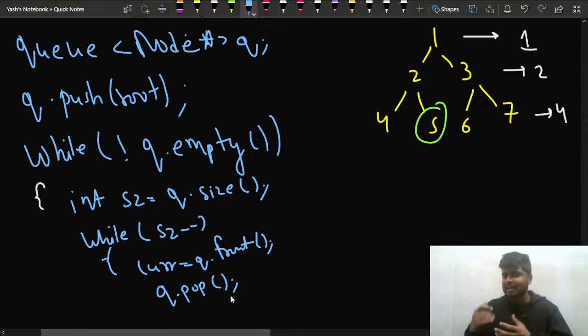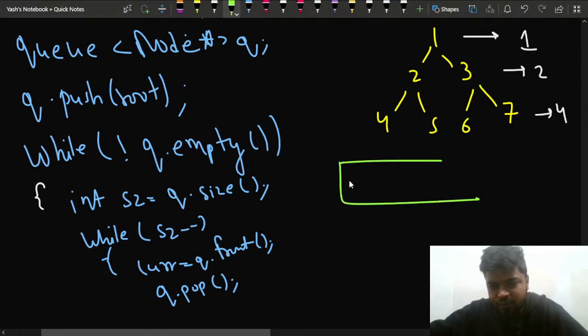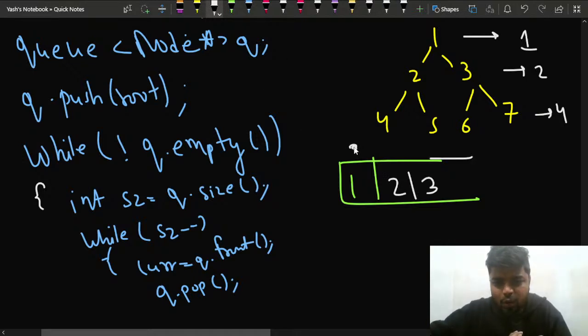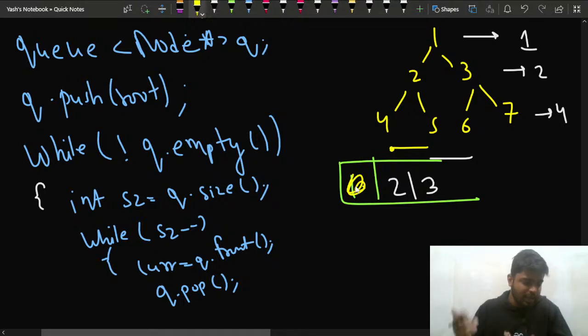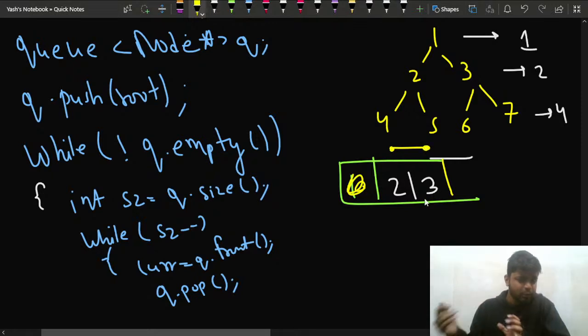Now what is the thing that lies ahead of me? I'll simply check. Let's say I pushed 1 first of all, so the size was 1, then this loop got over. From 1 I pushed 2 and 3. So once I pushed 2 and 3, my size became 2, and this particular node got popped out. Then I had 2 and 3, so the size was this, and these were the 2 nodes that were present.